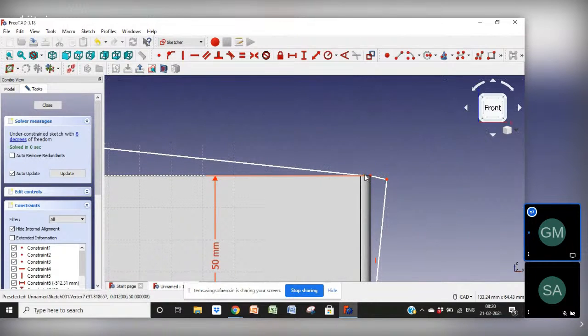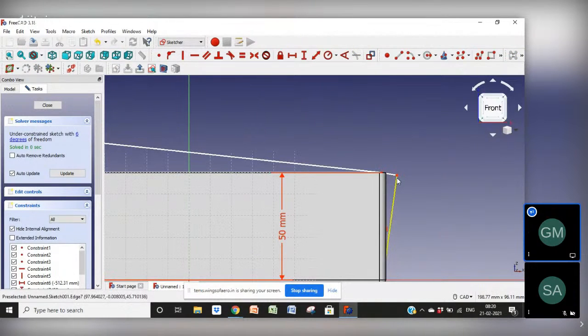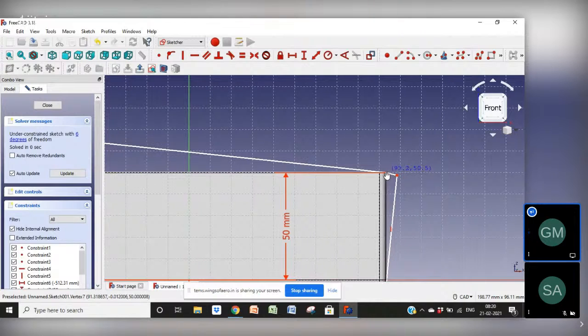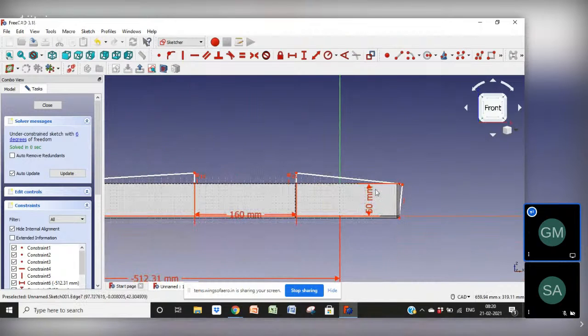And coinciding these two together. And moving it a bit over like this. Okay, here it is. We are done.